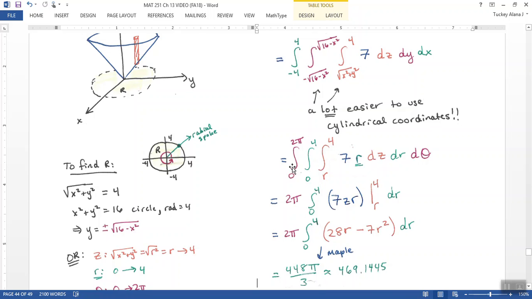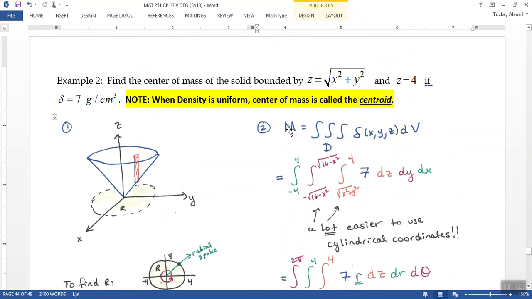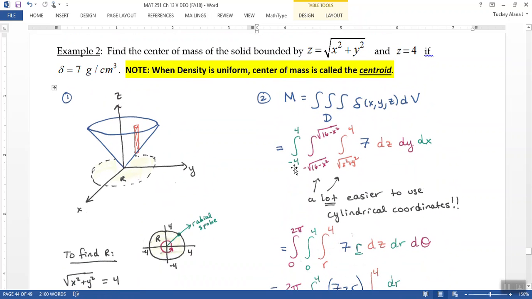Now keep in mind, we haven't finished this problem at all. All we did was find m. We haven't found the centers of mass. But let's think about this for a second. I'm finding the center of mass for a cone, but the cone is uniform density all the way through. So it has no heavy side or light side. It's just uniform all the way through.